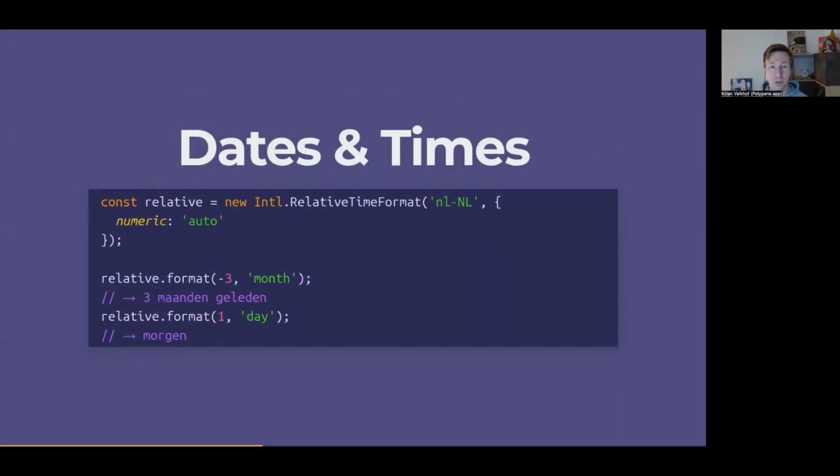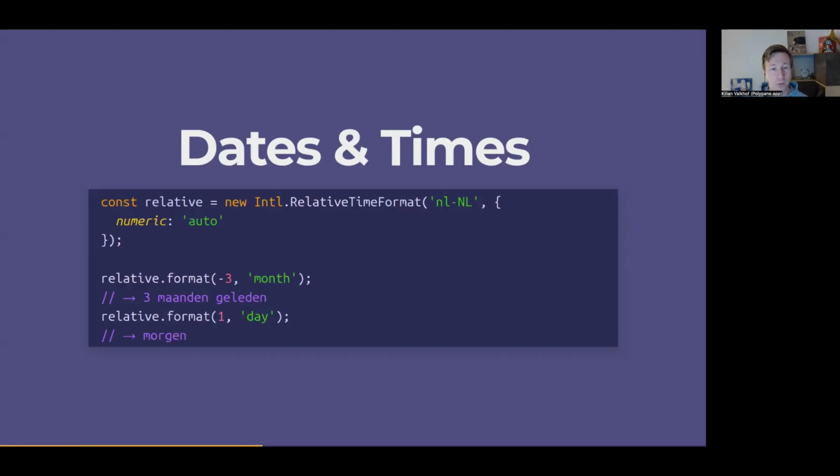Moving over to relative time format. So that makes it easy to format a time relative to the current time. You can set the locale and options just as you did with the datetime formatter. And then you give it a number, which is positive for the future and negative for the past, and a unit. So a unit can be things like seconds, minutes, hours, days, weeks, months, quarters, or a year.